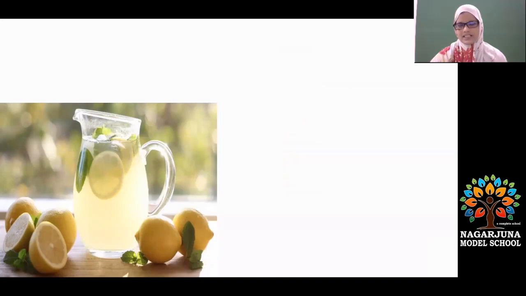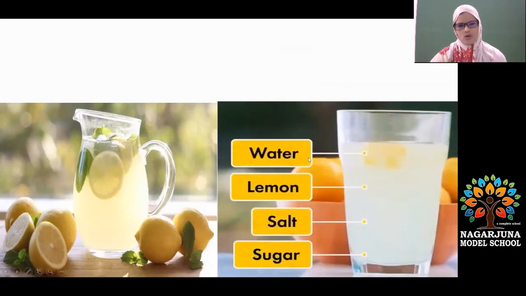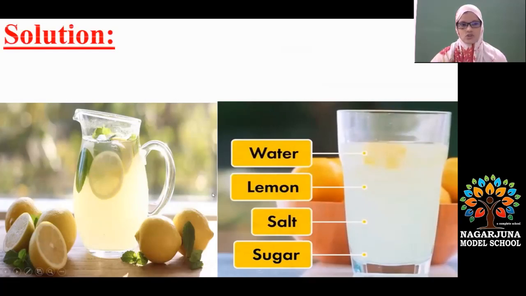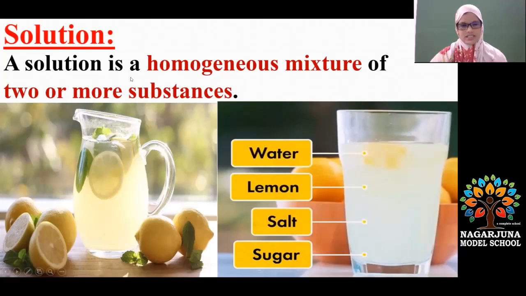And the lemonade is made up of water, lemon, salt and sugar. That means it is a homogeneous mixture and it is made up of two or more substances. Such a mixture is called a solution. Then what is a solution? Let's check. A solution is a homogeneous mixture of two or more substances.